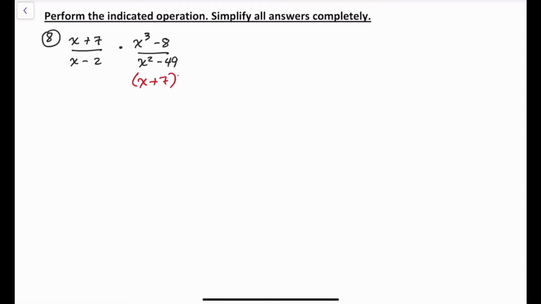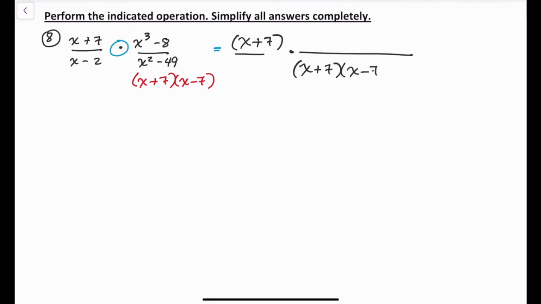Okay, so now we are multiplying. And on your test, you need to be really careful to pay attention. Are you adding, subtracting, multiplying, dividing? Because they'll all be mixed together. So in this case, we're multiplying. So we need to factor first. And when we're multiplying, we can cross simplify. No need to multiply out all of the expressions if they're going to cancel out anyway. So let's go ahead and factor everything.